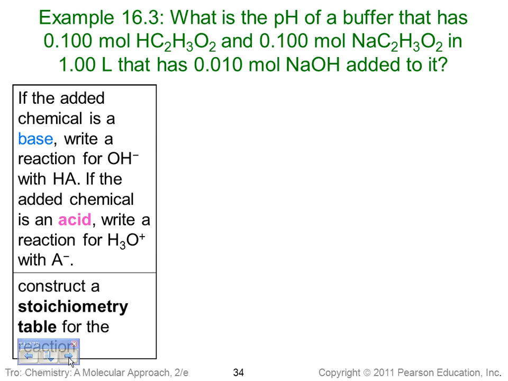Alright. So here's the question. What's the pH of a buffer that is 0.1 molar acetic acid and 0.1 molar sodium acetate, and we have added to it 0.01 moles of sodium hydroxide?